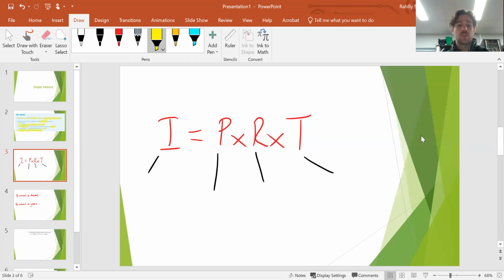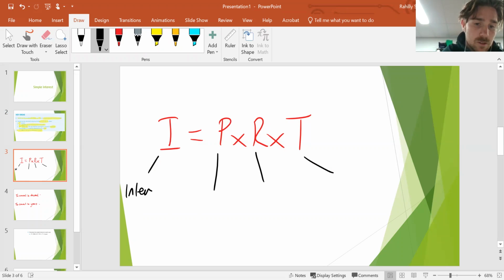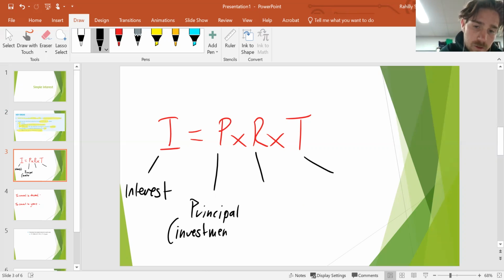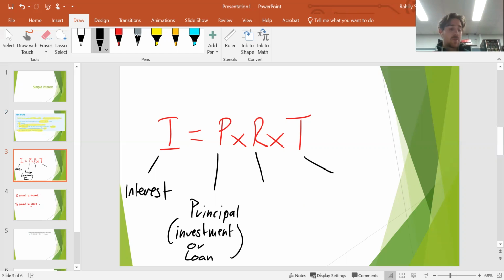So it looks like this. I equals PRT. Obviously, I is the interest, and that's what we're finding out. P is principal, which is investment or loan. So that's how much you've got at the beginning. Okay, so if you're getting a loan for a car or something, you're going to pay interest, or if you put money into a bank account, you're going to generate interest.